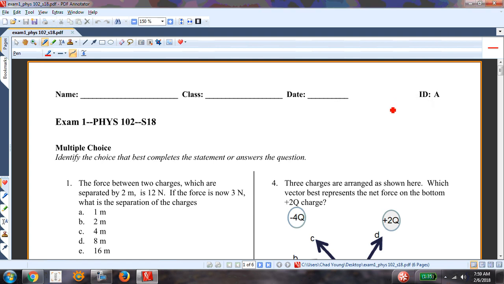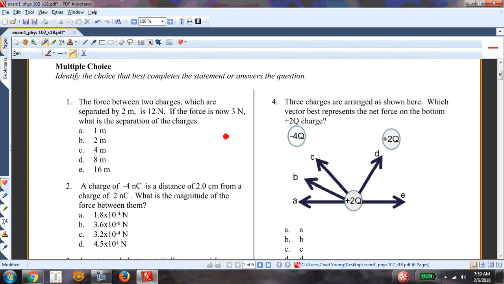It's exam 1, physics 102 from spring 18. The force between two charges which are separated by 2 meters is 12 newtons. If the force is now 3 newtons, what is the separation of the charges?